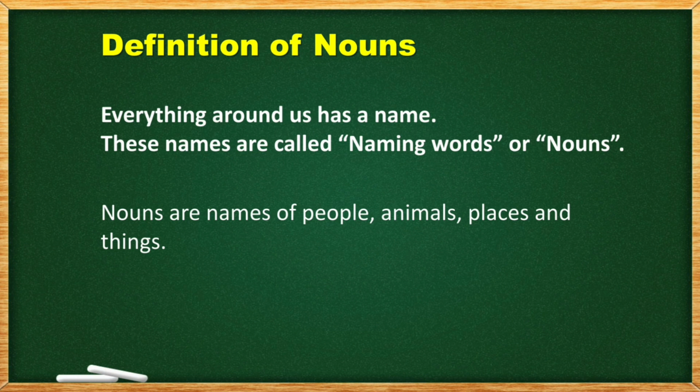First of all, we learn the definition of nouns. Everything around us has a name. These names are called naming words or nouns. Nouns are names of people, animals, places, and things.